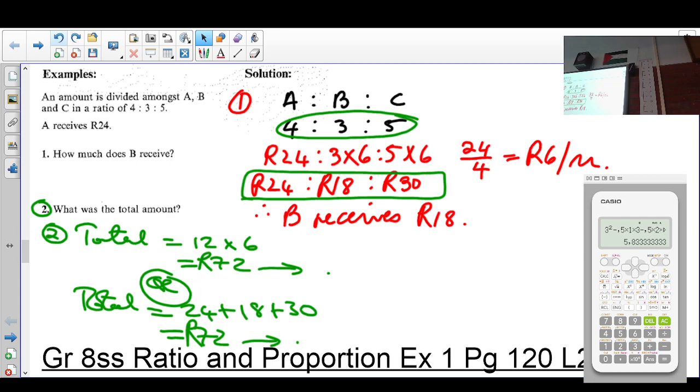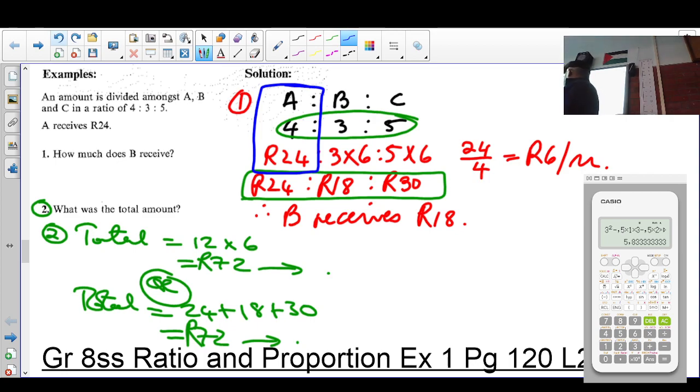Yes, you got the question? You're only going to do this when you are given the answer to one of the ratios. As I indicated here, the value was for A only. That's why I divided 24 by 4. Okay, so you're all okay with this? Okay, so Monday, we'll do the last few sums as well.